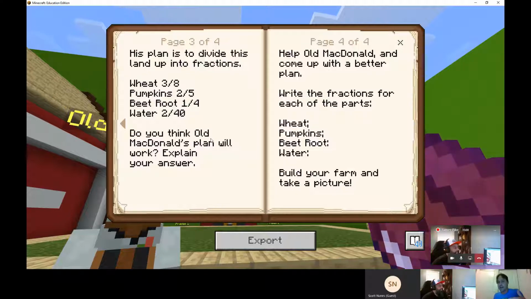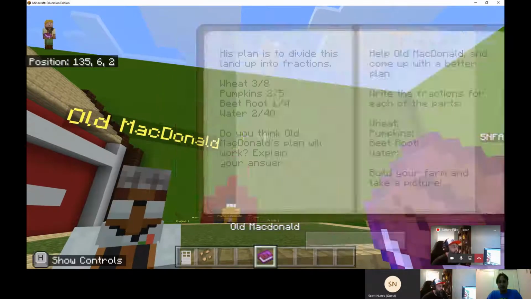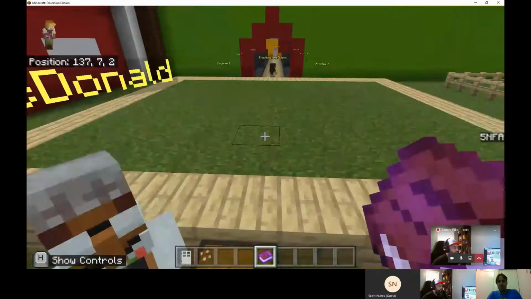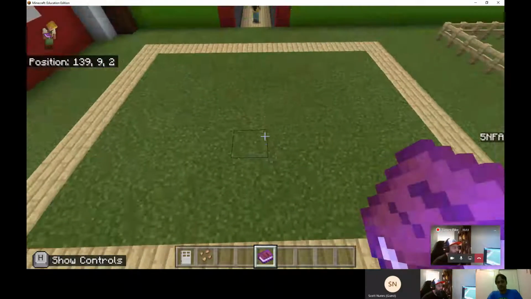They're not on Minecraft right now. You're just giving them the problem. They're going to come up with a better plan over here. Once they have the better plan, they get their stuff, build it, and farm it. And they build it over here.